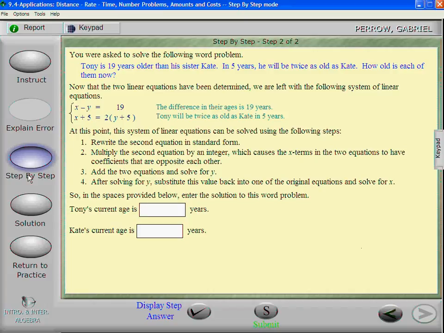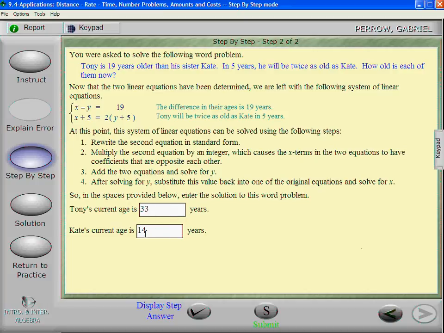And then when you solve it down, I believe that you could do an addition method pretty quickly. And I think you're going to find that Kate's age is 14. And of course her brother is 19 years older than that. Because these are the current ages, you get 33.